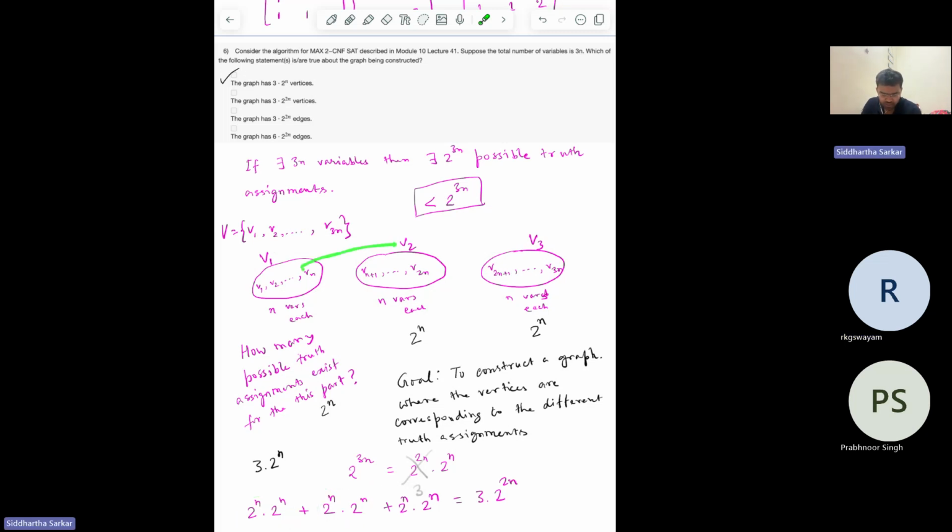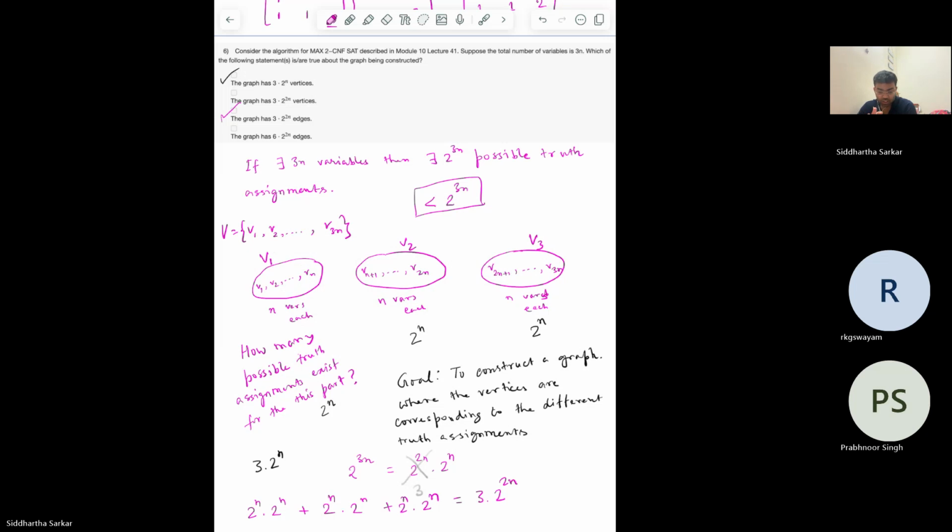So between V1 and V2, you have one complete bipartite graph. Between V2 and V3, you have one complete bipartite graph. And between V1 and V3 also, you have one complete bipartite graph. So the three things are there, and these three things have to be summed up. Each term is 2 to the n into 2 to the n, which is 2 to the 2n. So 3 into 2 to the 2n is the total number of edges, and that is option 3.